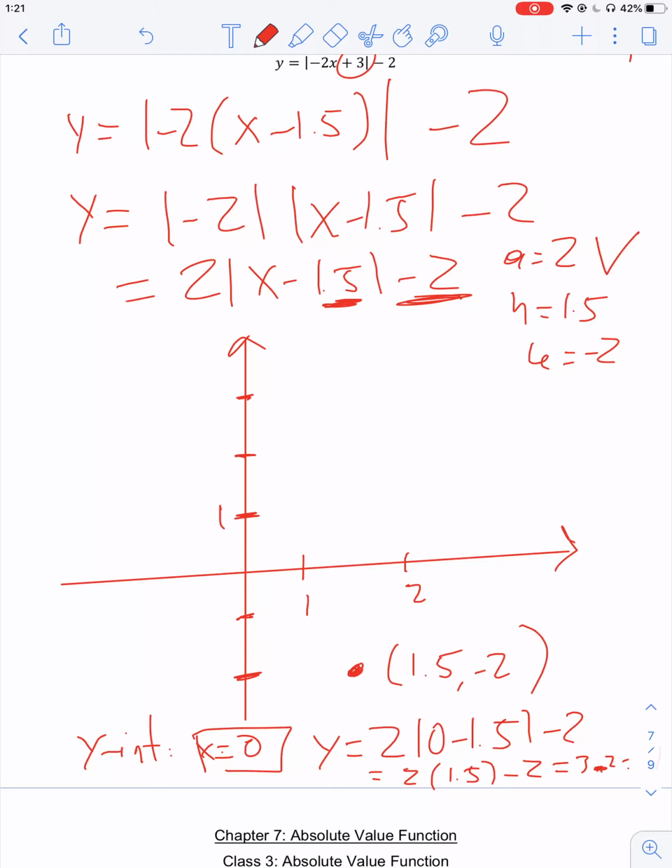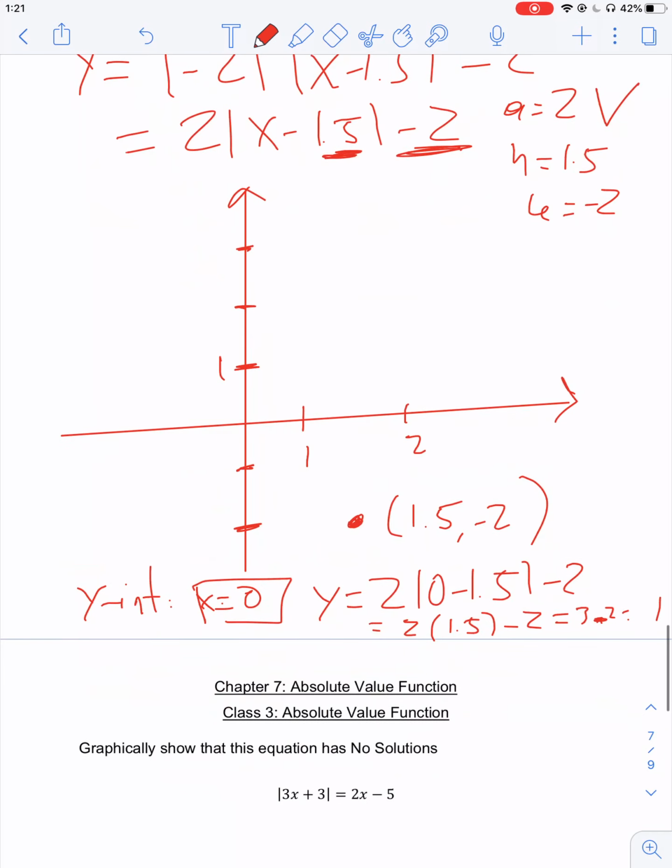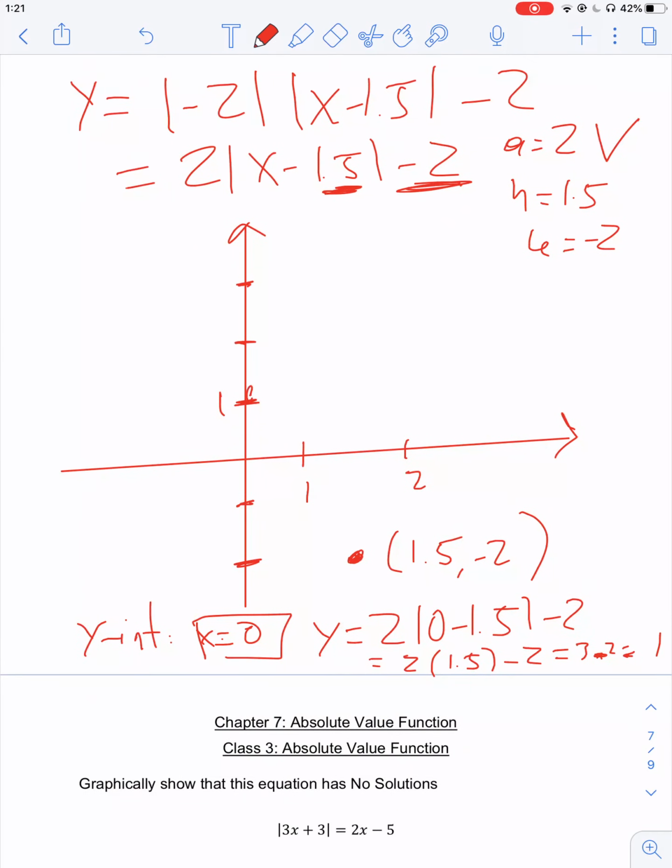Y-intercept is 1. So at 0, my function is at 1. In other words, at 3, because this is 1.5, so 1.5 plus 1.5, this is 3. At 3, my function will also be at 1, using symmetry. And then just connect the two dots. Okay, so there you go.